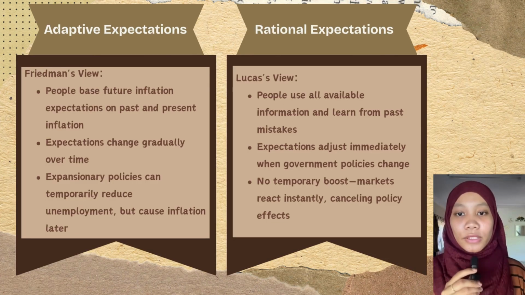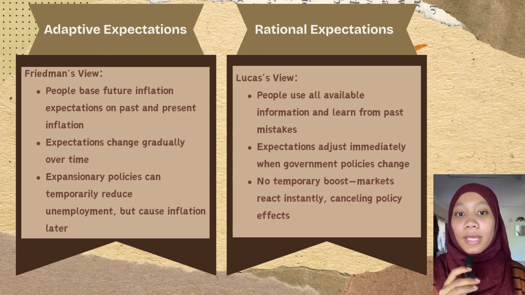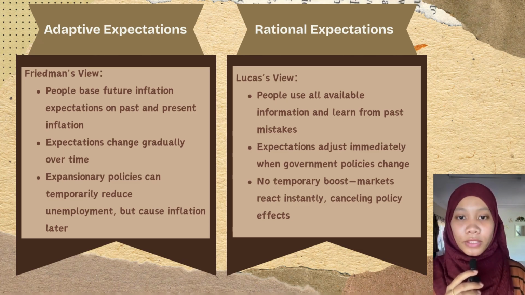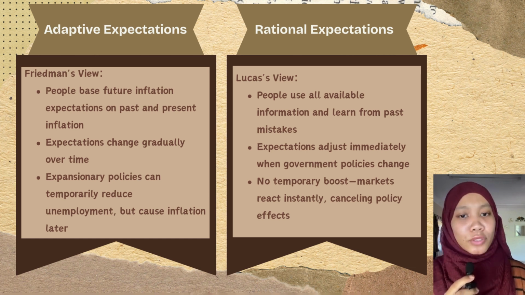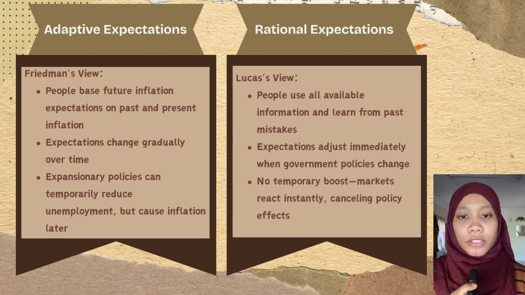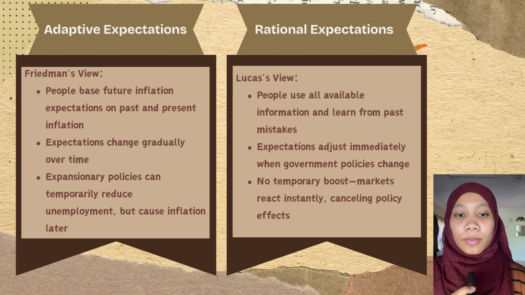These are the key differences between Milton Friedman and Robert Lucas on expectations and inflation. Friedman held adaptive expectations, where people form expectations based on past inflation trends, adjusting slowly over time. So when the government uses expansionary policies, it can temporarily reduce unemployment, but inflation rises later. While Lucas held rational expectations, where people use all available information and learn from past policy outcomes. Expectations adjust immediately and markets respond instantly, neutralizing the effects of expansionary policy. The result: no temporary benefit, just inflation. This contrast helps shift economics from Keynesian thinking toward the new classical approach.